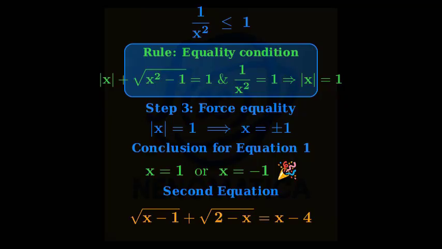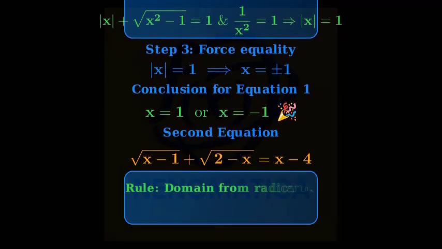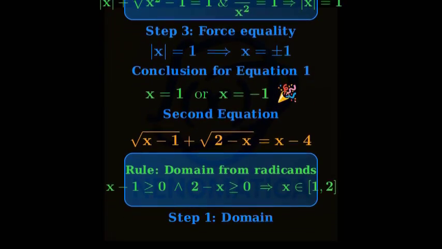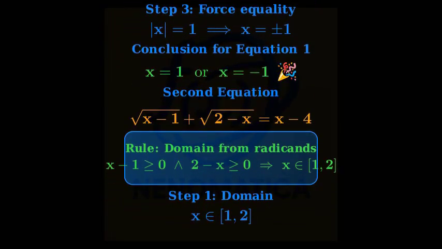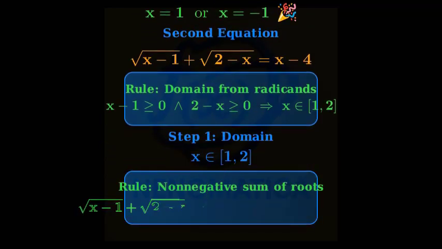Step 2. Analyze signs. The left side is a sum of square roots, so it is non-negative. Therefore, the right side, x minus 4, must also be non-negative, which means x at least 4. Step 3. Compare the requirements. The domain says x is between 1 and 2, but the sign requirement says x is at least 4.